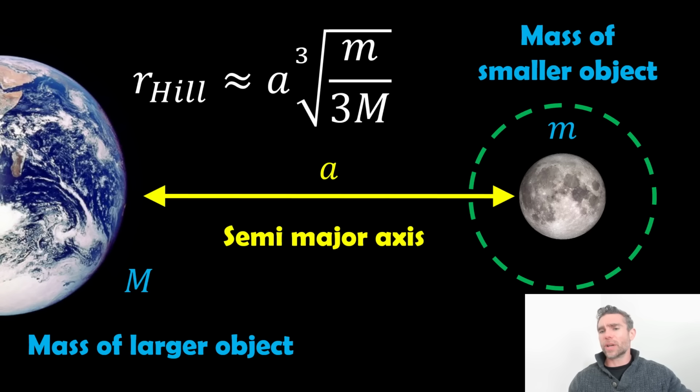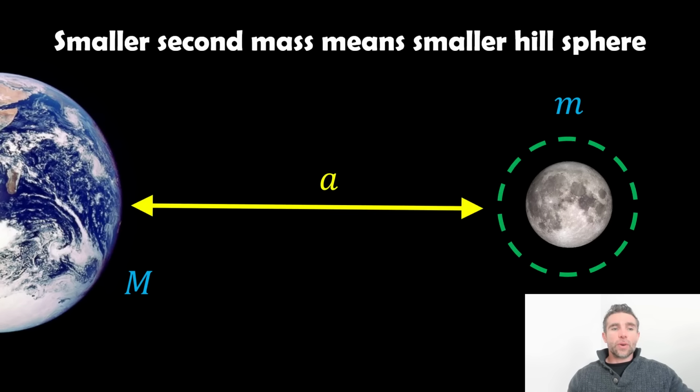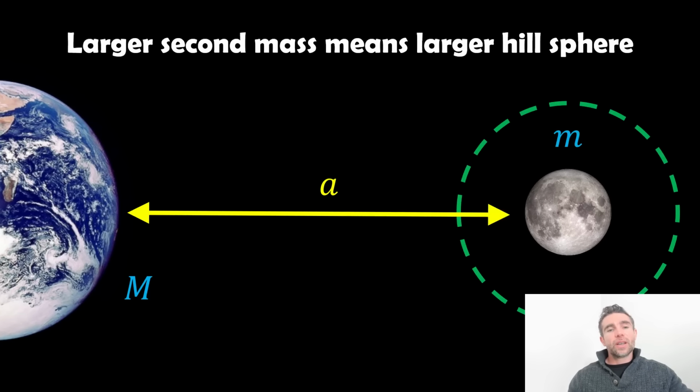But basically, the smaller object, if you had a larger mass, then you're basically going to decrease the Hill sphere. So smaller second mass means smaller Hill sphere. Again, it has a lower gravitational attraction compared to the larger object, so it has to be closer to it.